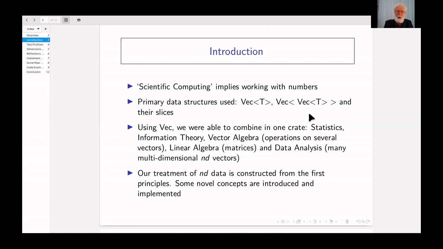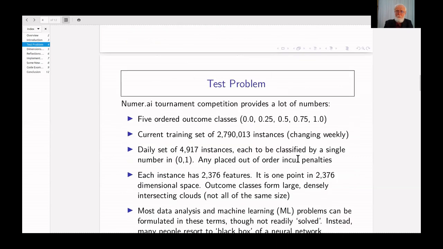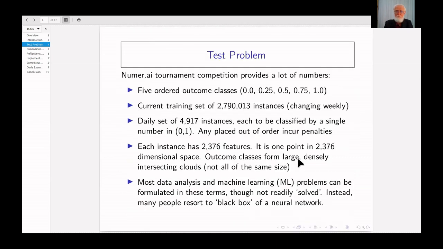I hasten to add that not all of them are covered entirely. I just picked what I thought were the best methods, trying to keep the crate compact. And so the treatment of the ND, or n-dimensional data, is constructed from first principles, and I'll introduce some novel concepts. It's always useful to have a real problem to work on as a test ground and a motivation.